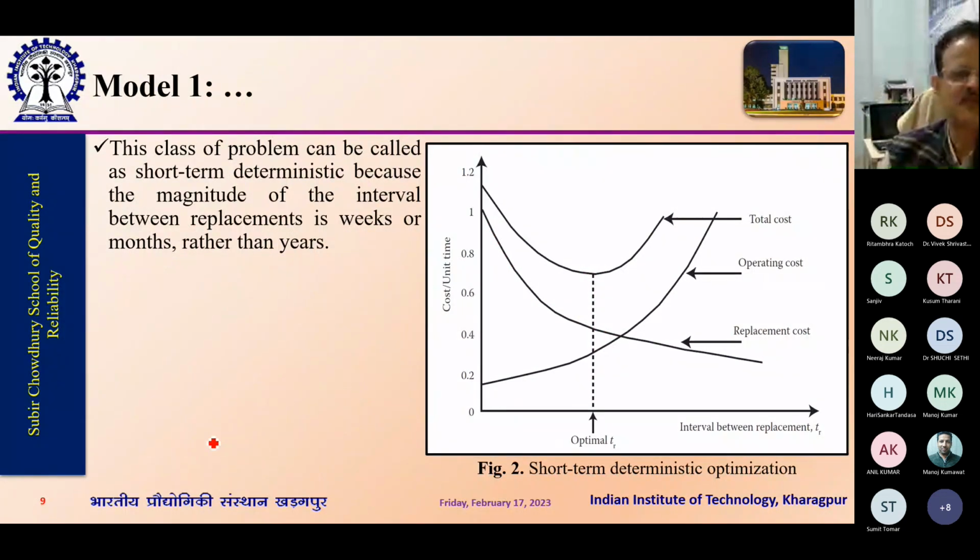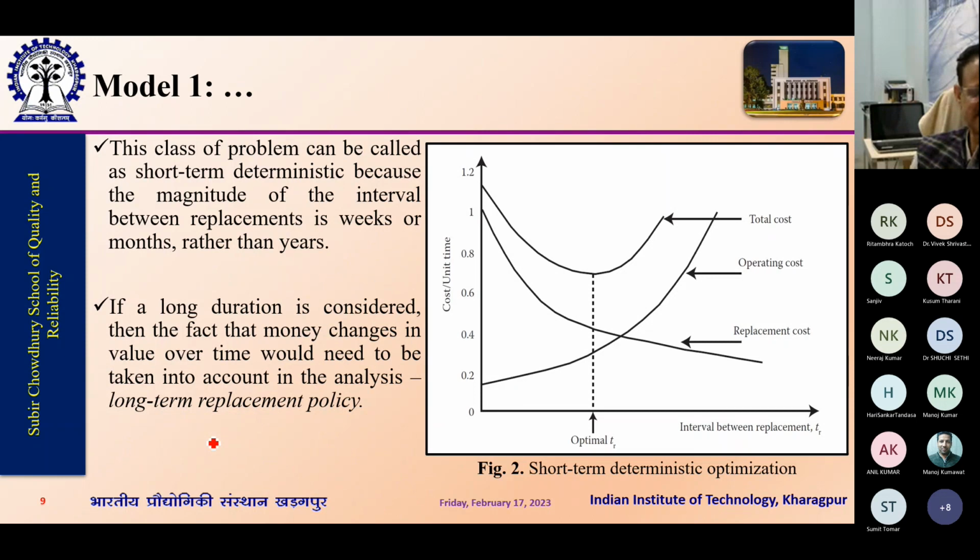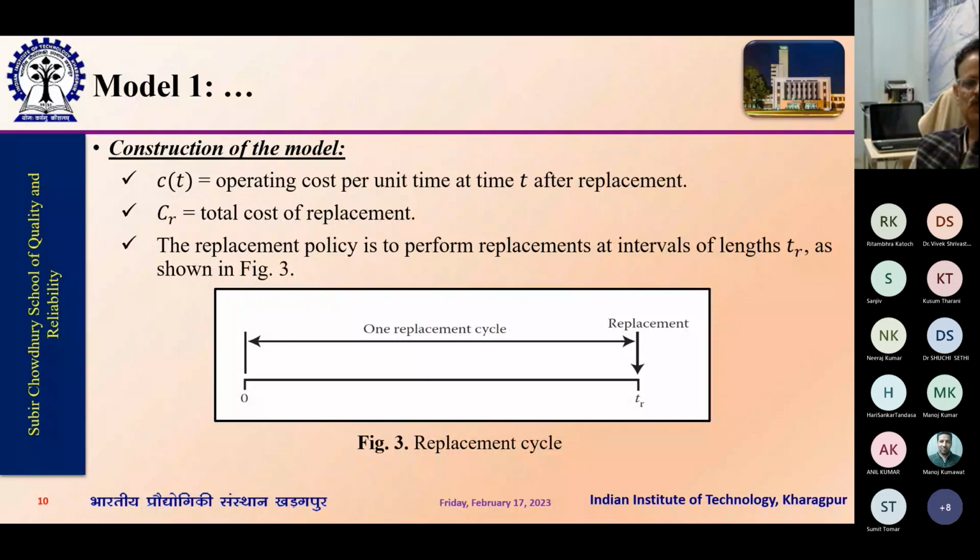So this is short-term deterministic, because the magnitude of the interval between replacements is in terms of weeks or months rather than years. As I have given the example for 50-20 years, that is not coming in this category, right? Long-term replacement policy, as I said, can be used for capital equipment replacement models. So you see that we have to find out the optimal value of TR in one cycle. Of course, number of cycles can be there. In 1 year, if you have to go through 2 cycles, 3 cycles, accordingly the cost can be linearly extrapolated.